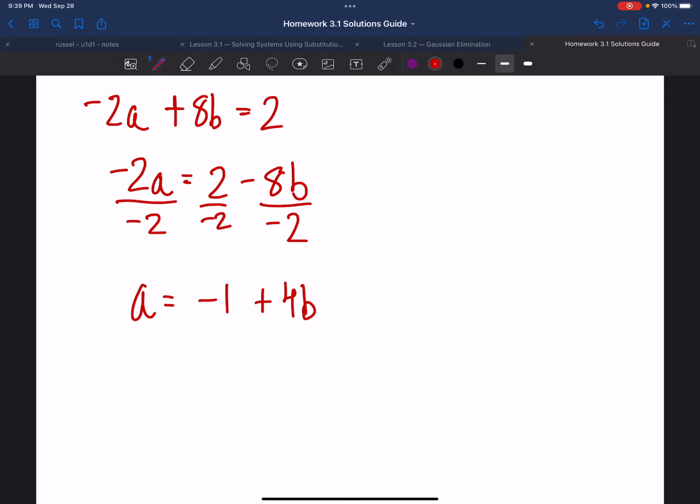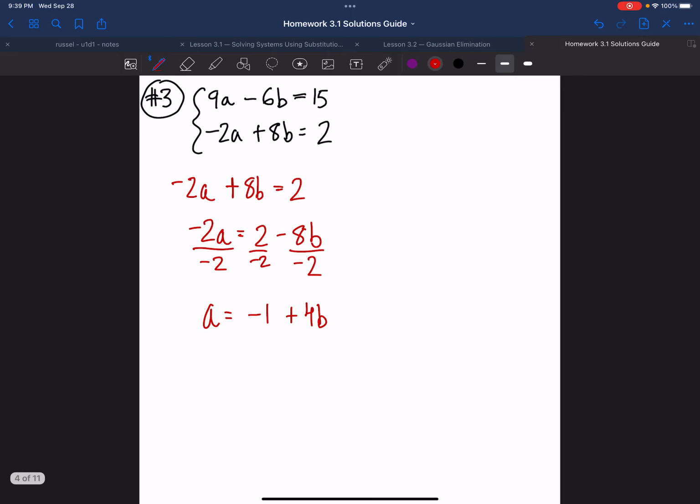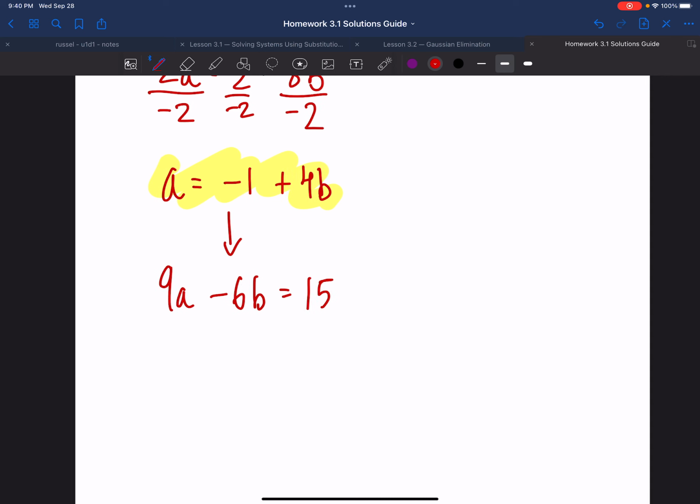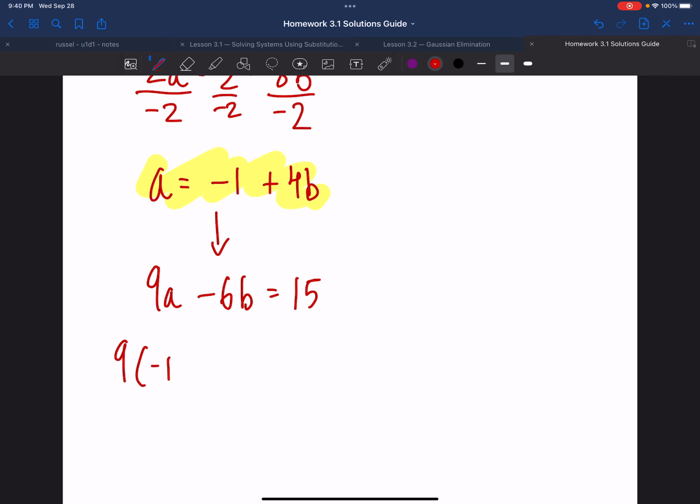So there's A, and I'm now going to plug this in for A. So this is where it starts to get a little more complicated, all right? A little more dicey. This fella, we're going to put right here, and that A right there. So let's do that. 9A minus 6B equals 15. So I say 9 times -1 plus 4B minus 6B equals 15. I have to be really careful with my 6's and B's because they look a little similar.